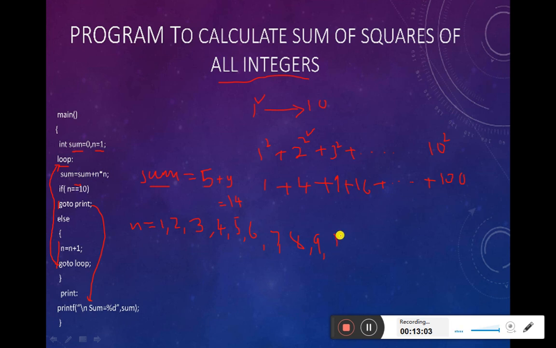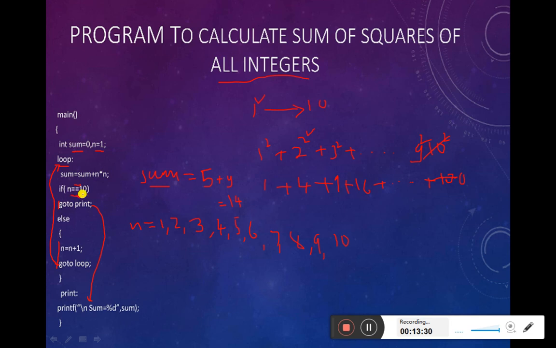When n becomes 10, this condition becomes true. Once this condition becomes true, it means we have already added the squares of the numbers between 1 to 9. Not 1 to 10, it will be 1 to 9. So this program will find the sum of squares of numbers from 1 to 9. If you want to calculate 1 to 10, we have to make changes to these conditions.